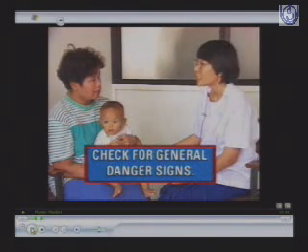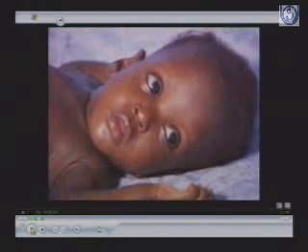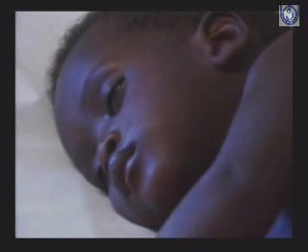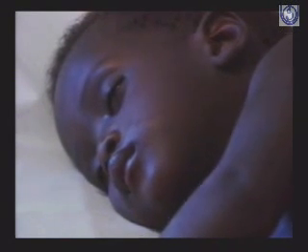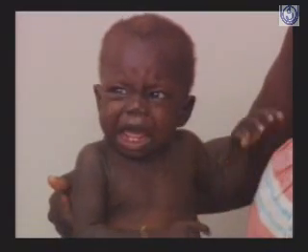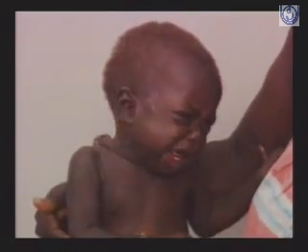First, she checks for general danger signs. A general danger sign means that a child has a serious condition. This condition may require immediate life-saving attention, such as antibiotics by injection, oxygen, and other medicines which may not be available at the clinic. Therefore, a child with a general danger sign may need to be referred to hospital.